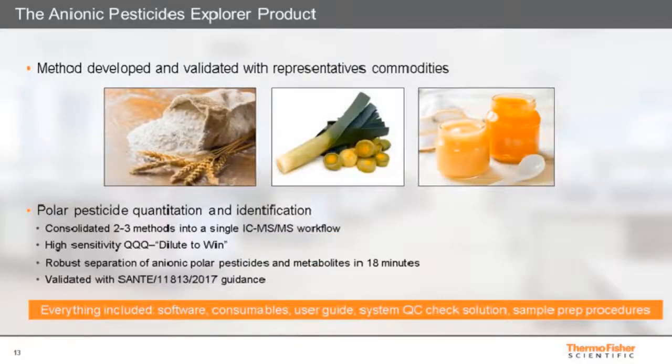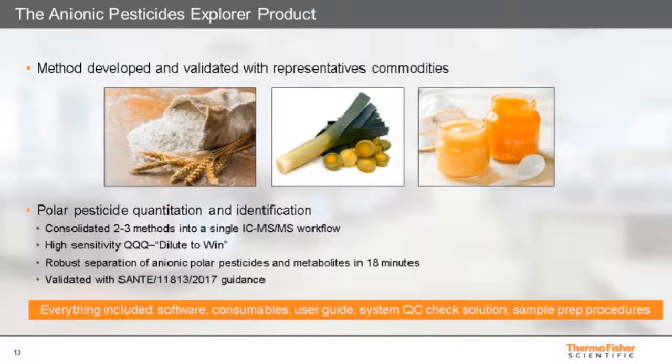The method has been developed with representative commodities: wheat flour as an example of a dry commodity, leek for high pigment content, and fruit-based baby food as an example of a challenging matrix. All validation has been done using European SANTE regulatory guidelines. The method consolidated determination of polar and ionic pesticides into a single analysis, increasing, of course, productivity and reducing cost.